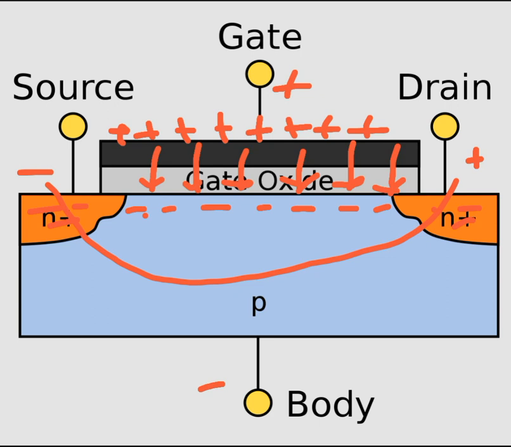In other words, the conventional current flows from drain to source. It is called as IDS.